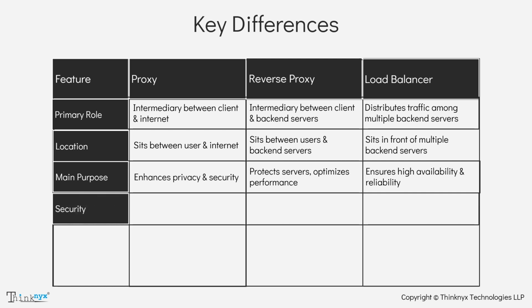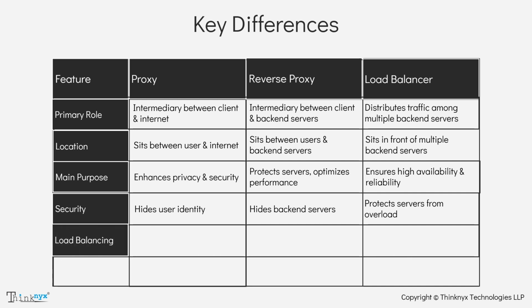Security benefits. A proxy protects the user's identity by masking their IP address. A reverse proxy enhances backend server security by preventing direct access or filtering malicious traffic. A load balancer protects servers from overload but does not provide anonymity or advanced security features like a reverse proxy does.